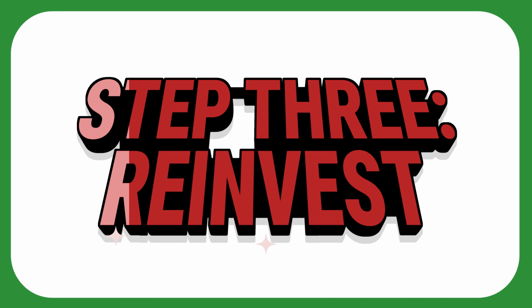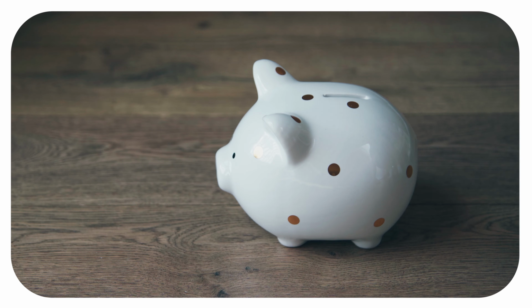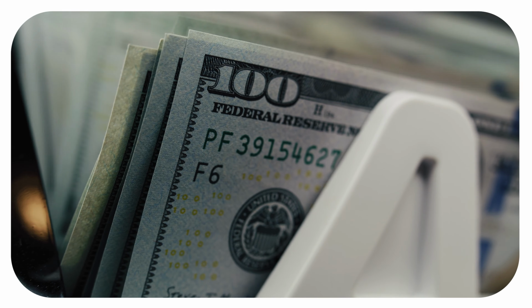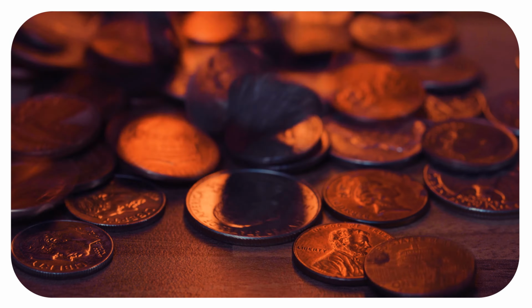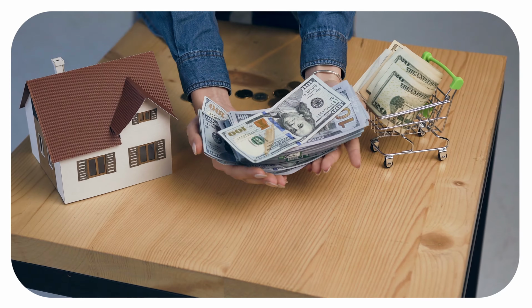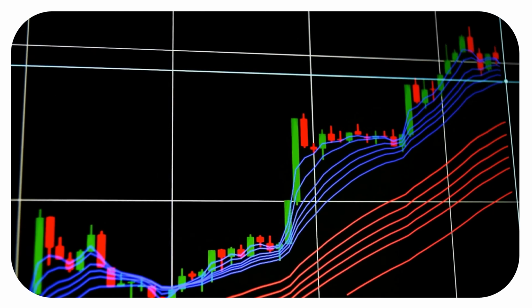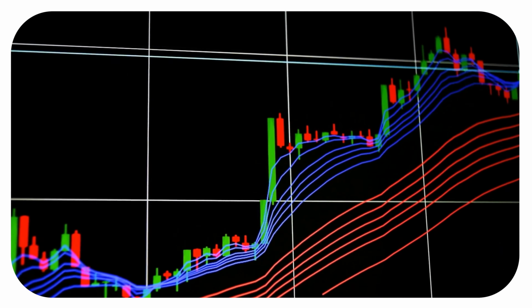And for step 3, reinvest what you earned from steps 1 and 2. This is where the real magic happens. You don't spend the profits. You don't squander all your earnings buying presidential coins like I did in my 20s. You reinvest. You reinvest in more assets, better production, marketing, stocks, businesses.